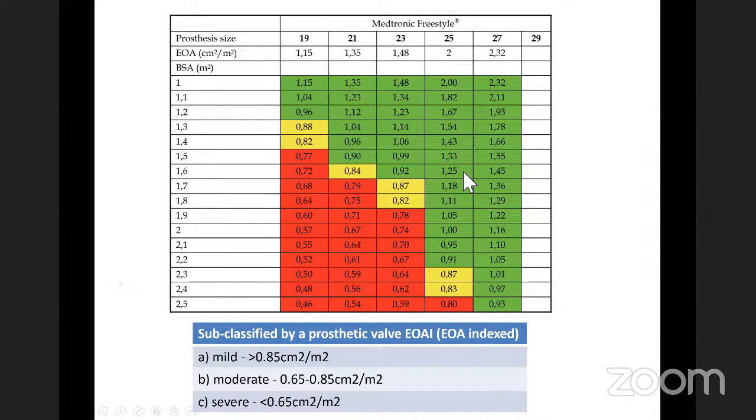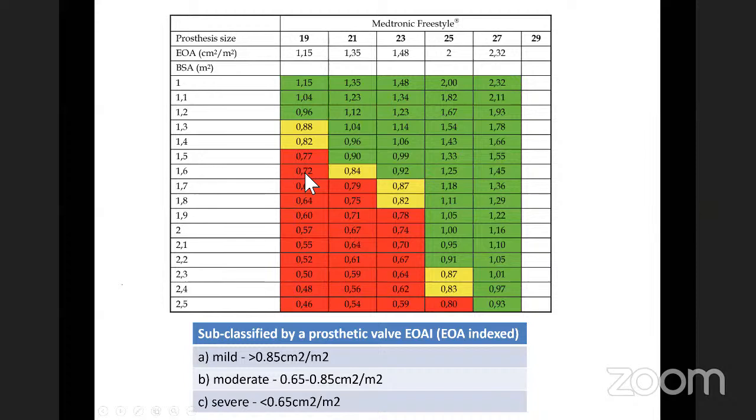So if we can, for example, fit 25 or 23, the biggest that can fit. And then we should avoid small sizes as we go here, avoid these yellow and red zones.